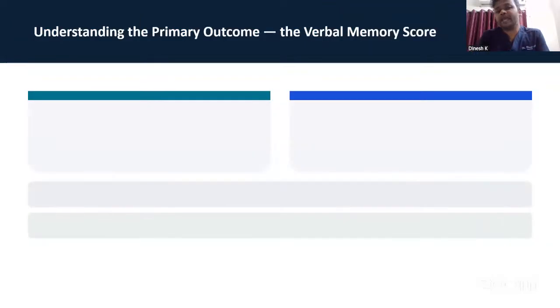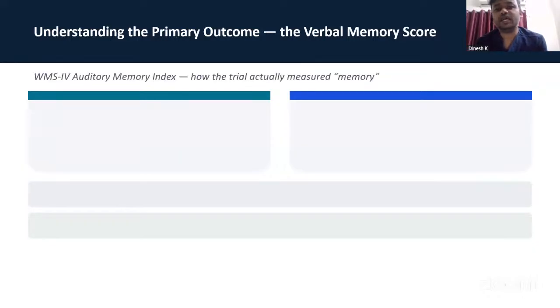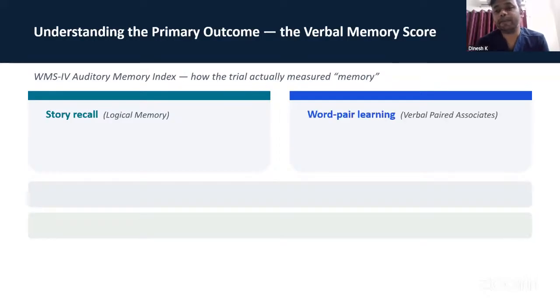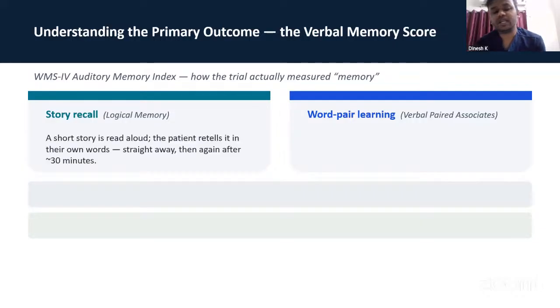Coming to the primary outcome, this is how they measured the verbal memory score. The verbal memory score is done by a neuropsychologist. It carries two parts: one is logical memory, the other is verbal paired associate. Logical memory is where the neuropsychologist tells a short story, and the patient has to tell the same story in their own words immediately. Also after 30 minutes, some questions relevant to that story are asked, so they have to answer those. So they are checking these two components immediately and also after 30 minutes.